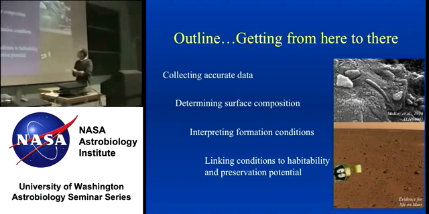From the surface compositions, the reason we want to know these things is to get at the formation conditions. If you see a limestone, it means there's water there. If you have basalt, it means it was a volcano. Obviously, it gets a lot more complex than that. And then going from these conditions to linking those conditions to the habitability and preservation potential on Mars. NASA's mantra is, let's follow the water. We're trying to follow the water back to the conditions, back to trying to figure out whether or not life actually ever developed at one point and or still exists on the planet today.